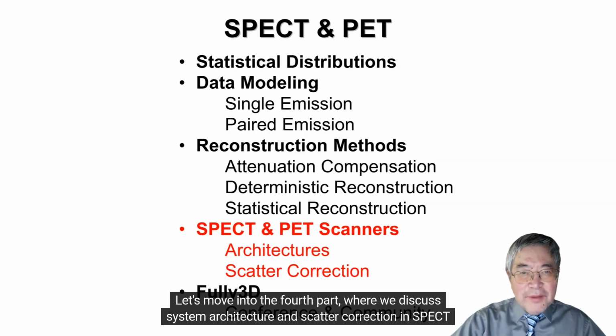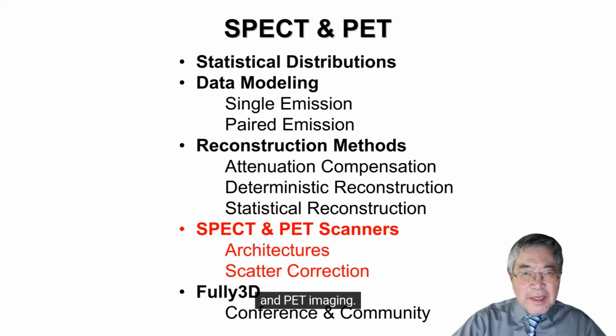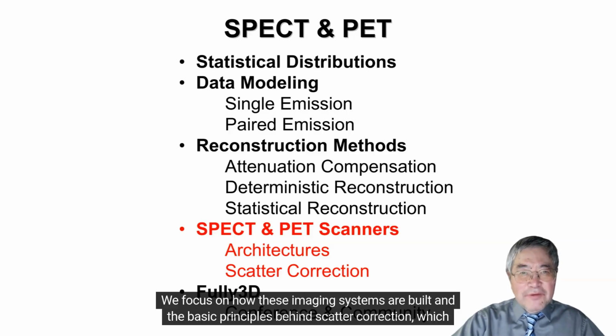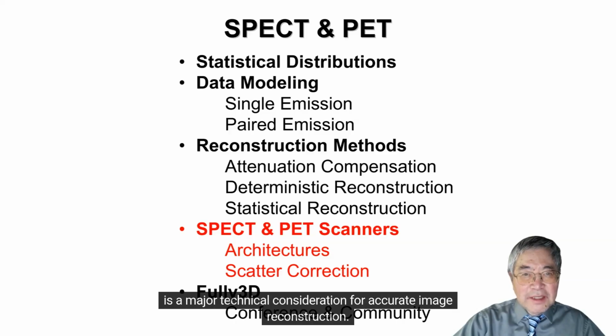Let's move into the fourth part, where we discuss system architecture and scatter correction in SPECT and PET imaging. This topic is pretty straightforward. We focus on how these imaging systems are built and the basic principles behind scatter correction, which is a major technical consideration for accurate image reconstruction.